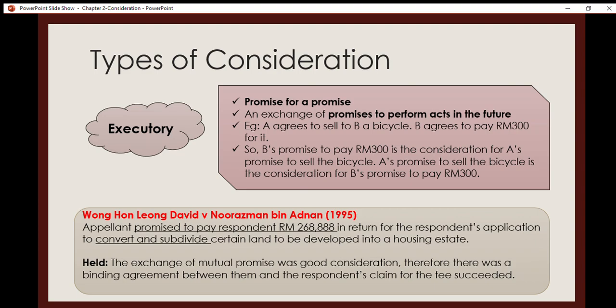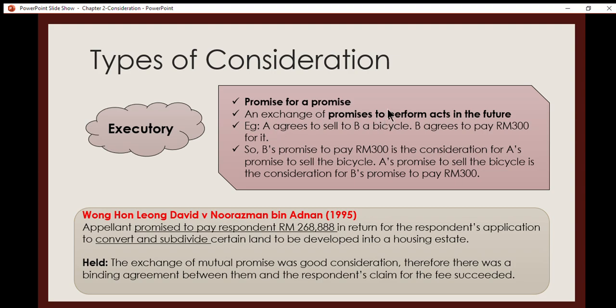Move on to the types of consideration. There are 3 types. First, we discuss executory consideration. It is a promise for a promise. In simple words, it is an exchange of promises to perform acts in the future. You want to have something, so you must provide something as well. For example, A agrees to sell to B a bicycle, and B agrees to pay 300 ringgit for it.